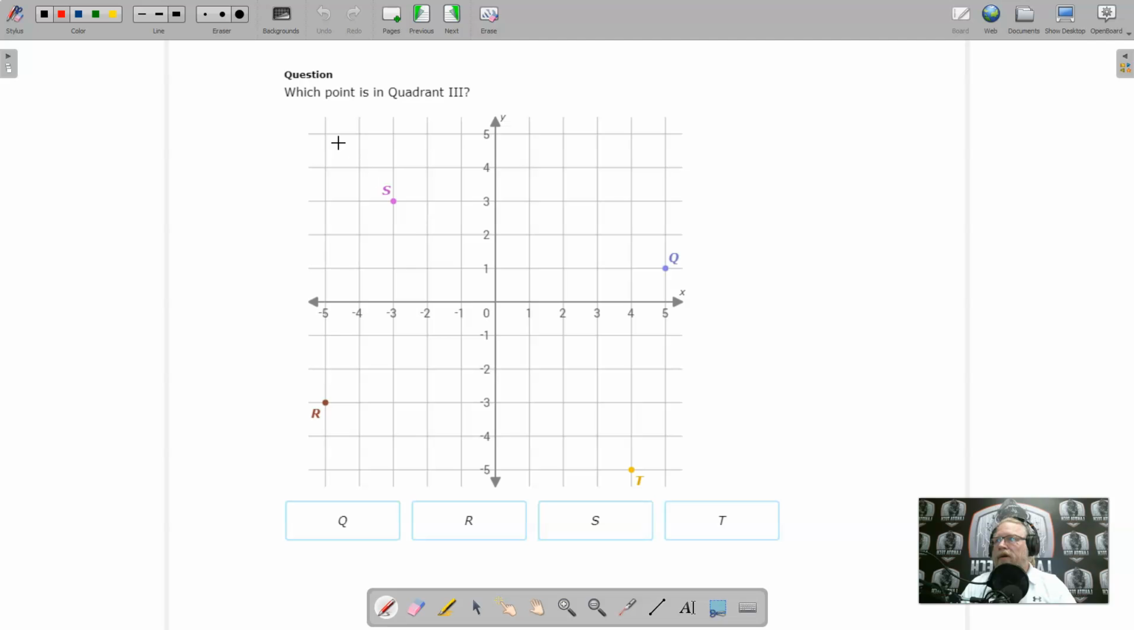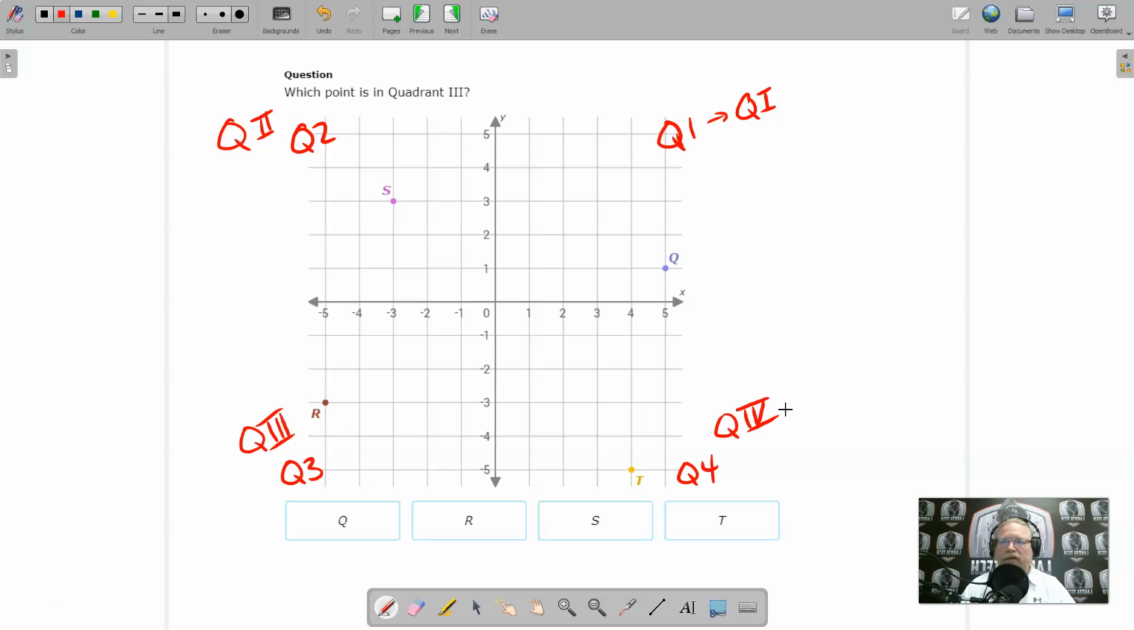On the next one, we're looking for which point is in quadrant 3. Well, we know that this is quadrant 1 here, and quadrant 2, quadrant 3, and quadrant 4. Now, interestingly enough, to be more accurate, I should do this as quadrant 1 using Roman numerals. This is quadrant 2, and here is quadrant 3, and here is quadrant 4. So whether you want to use Roman numerals or regular numerals, either way, but it's one place in mathematics that we still use Roman numerals.